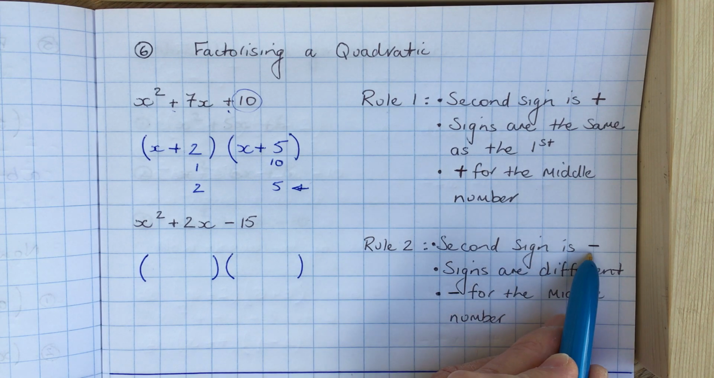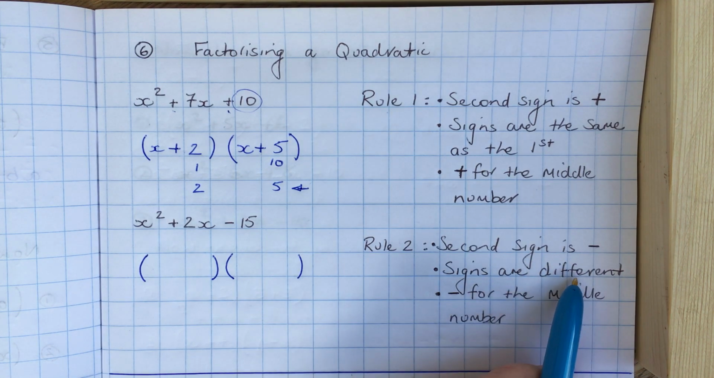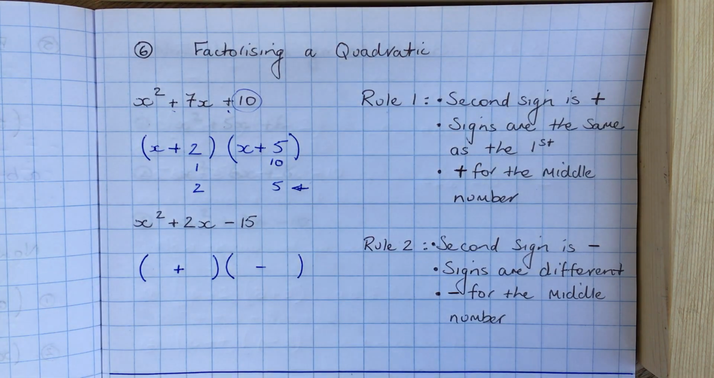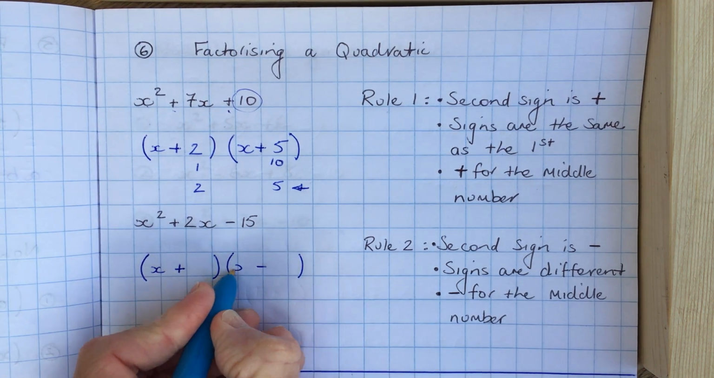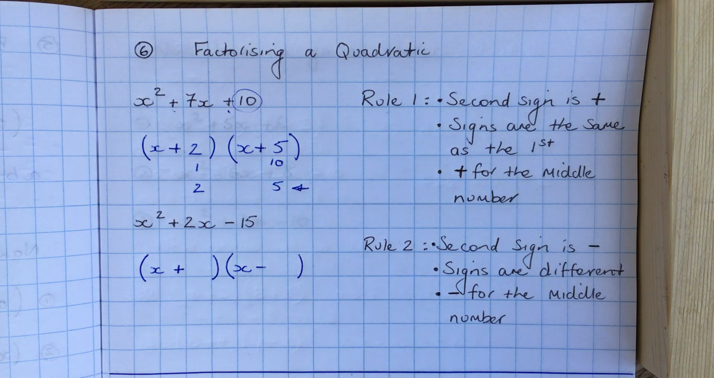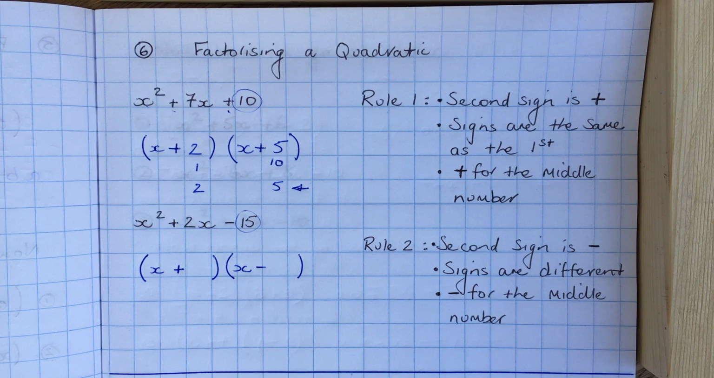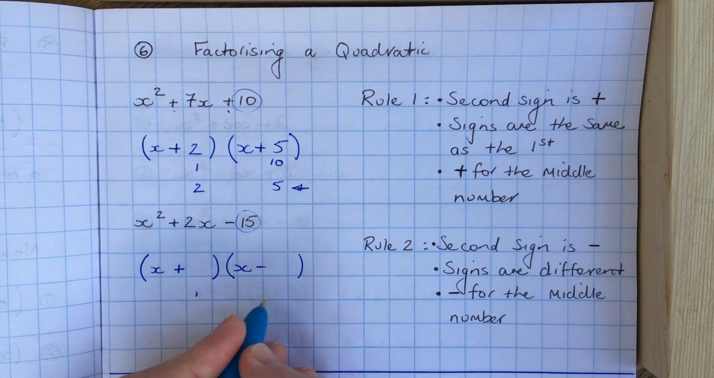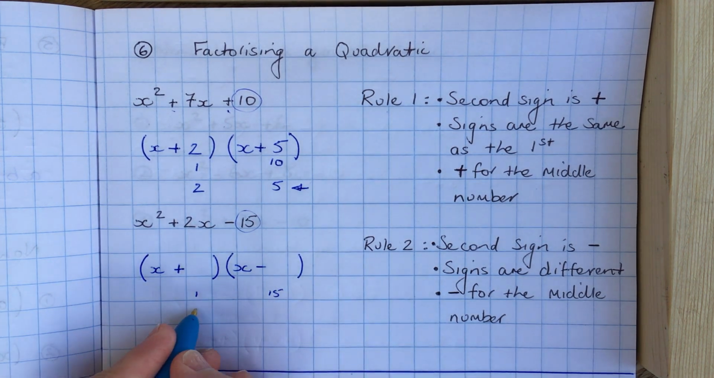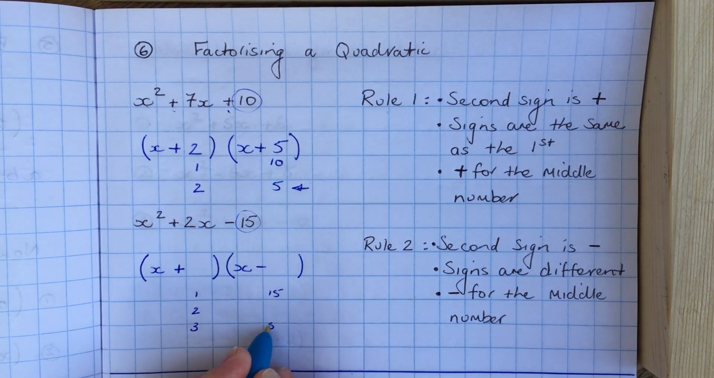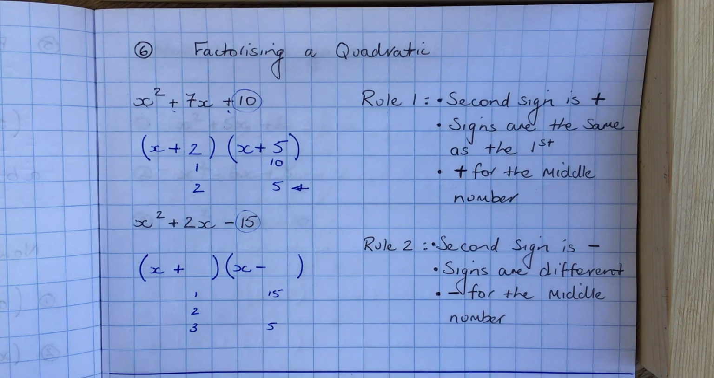The second sign is take away. So the signs are different, so you automatically go plus minus. There you go, the two signs are now different from each other. We know from our previous knowledge that x must go at the start of both of these brackets to generate our x squared. And again, we're looking for the factor pairs of this last number, 15. 1 times 15 is 15. 2 times, we can't use that, so we leave it blank. And 3 times 5.